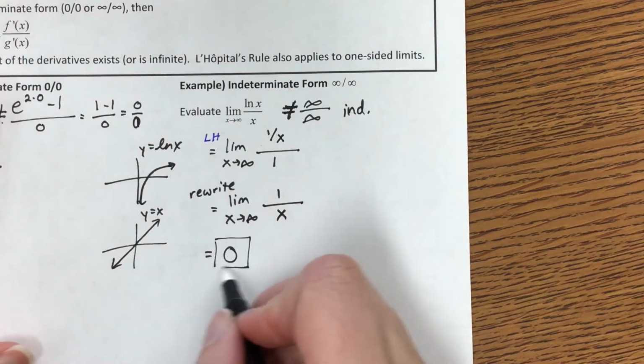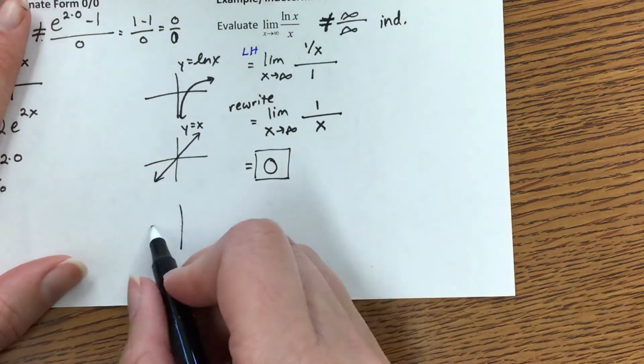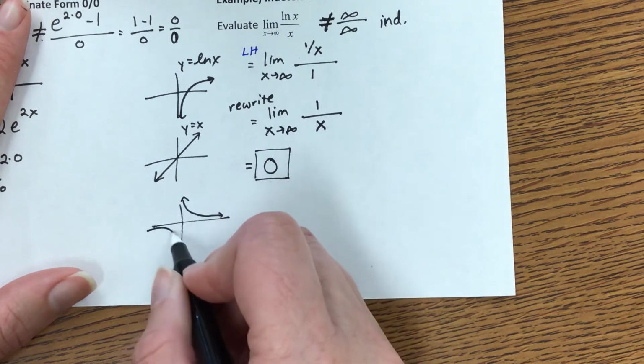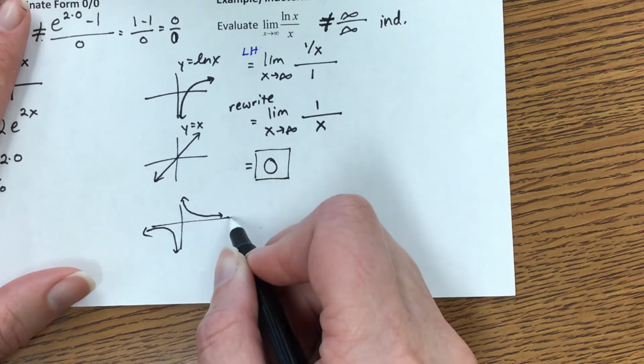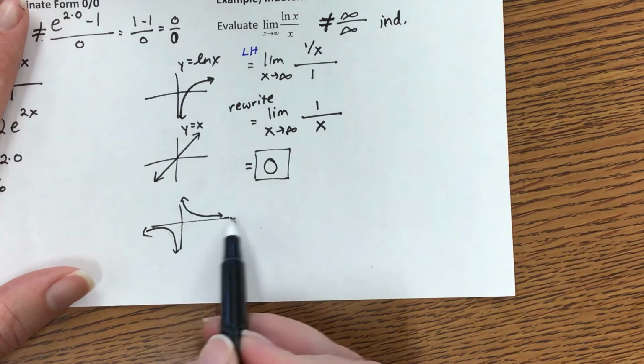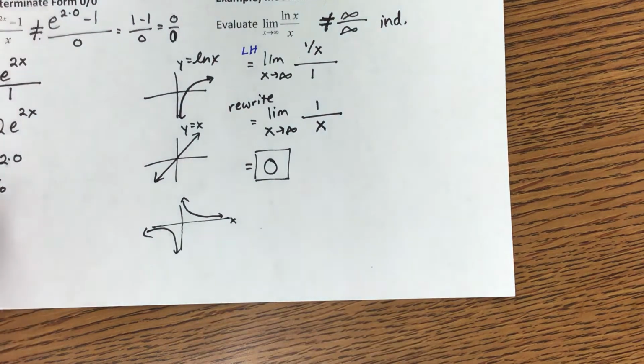The right end behavior of the graph y equals 1 over x is 0. I'm going to graph that one for you as well. Here is 1 over x. X-axis, so as x goes to positive infinity, there is a horizontal asymptote here. Y goes to 0. There it is.